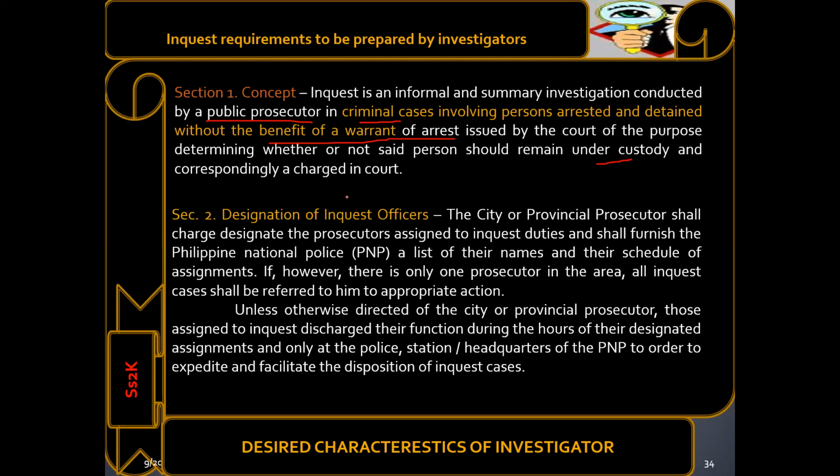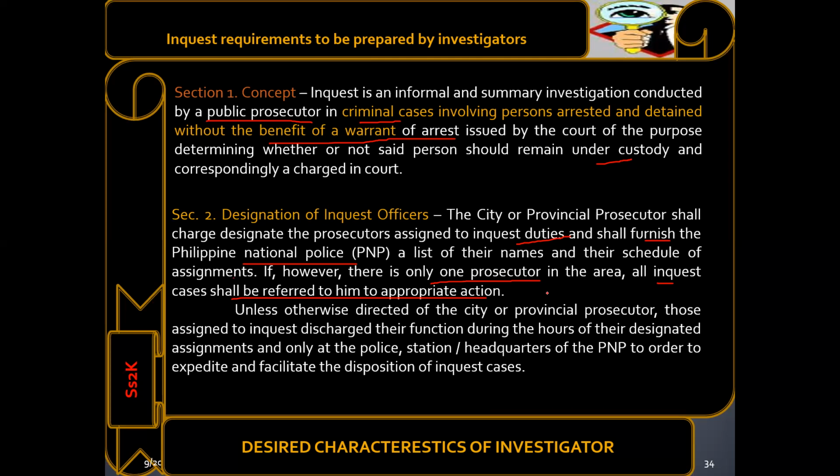So the city or provincial prosecutor shall designate the prosecutor assigned to inquest duties and shall furnish the Philippine National Police a list of their names and their schedule of assignment. So bibigyan kayo ng listahan sa istasyon. If, however, there is only one prosecutor in the area, all inquest cases shall be referred to him for appropriate action. Unless otherwise directed by the city or provincial prosecutor, those assigned to inquest discharge their functions during the hours of their designated assignment, and only at the police station or headquarters of the PNP, in order to expedite and facilitate disposition of inquest cases. So, may naka-assign.